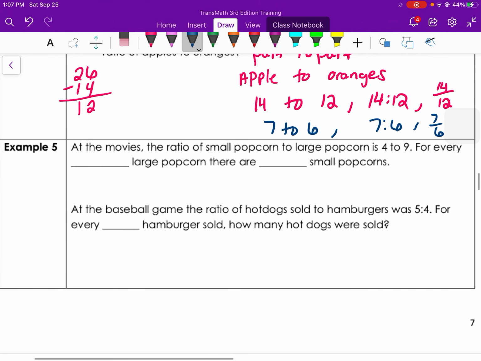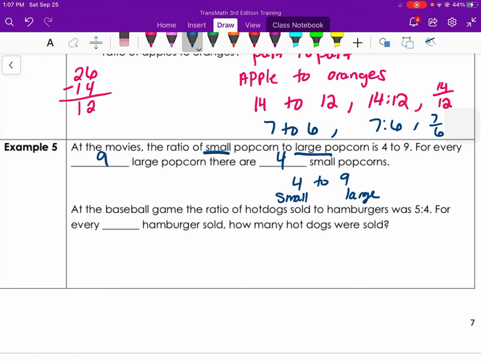All right, one more practice here. At the movies, the ratio of small popcorn to large popcorn is 4 to 9. Small to large, 4 to 9. For every blank large popcorn, there are how many small popcorns? So that means that 4 to 9 is small to large. So you have to be careful the way that it's read, which means for every 9 large popcorns, there are 4 small popcorns purchased.